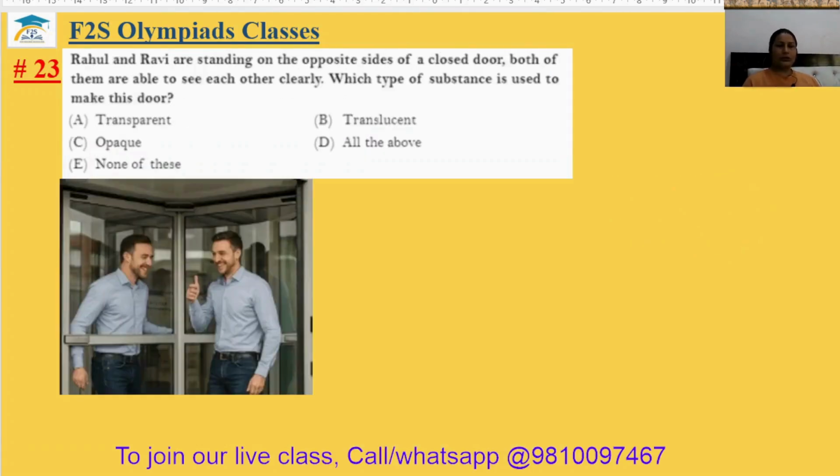Okay. Question number 23. Rahul and Ravi are standing on opposite sides of a closed door. Both of them are able to see each other clearly. Which type of substance is used to make this door? If they both can see each other properly, it is a transparent substance. The 23rd answer is option A because a transparent substance permits light to pass through it.